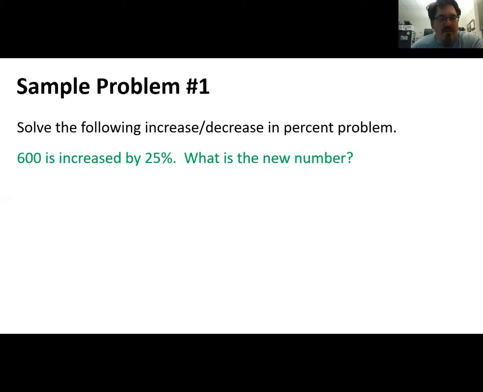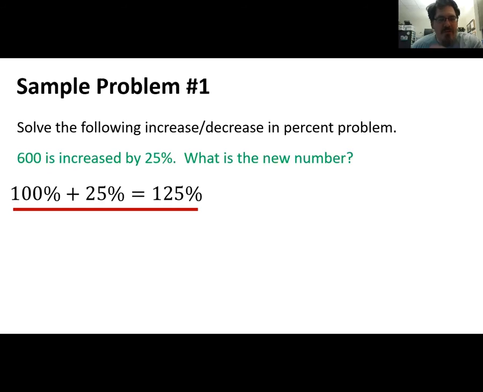Since this is an increase in percent, we're going to start with 100 and add 25% to that. So the actual percentage that we are trying to find is 125%. Now, 600 is increased by the 125%. So we're going to multiply 1.25, which is 125% converted to a decimal, times the 600. Once you get the problem set up, it's just a matter of doing some multiplication in this case. And so the result is 750.